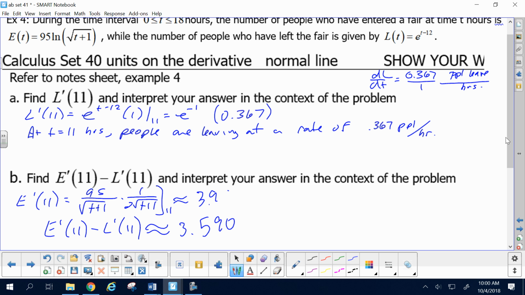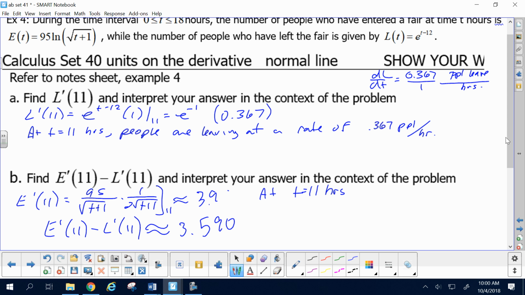If that's positive, then the enter rate is greater than the leave rate, and so the number of people will be increasing. And we need to say it that way. At time equal 11 hours, does that mean that 3.59 people are entering per hour? This is a very common error. Does this mean that 3.59 people are entering per hour? Why doesn't that work? Because that would represent the net rate, or are they talking about, that would be what E is, right?